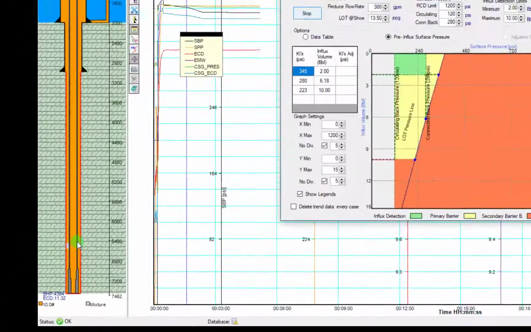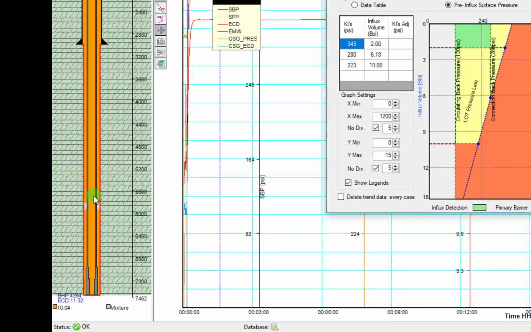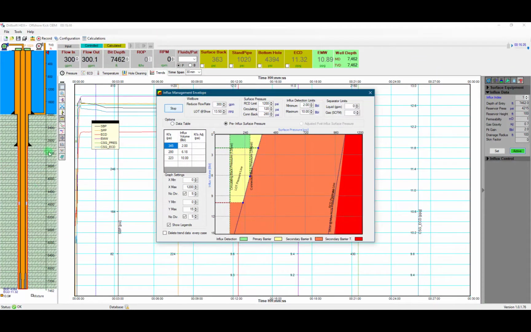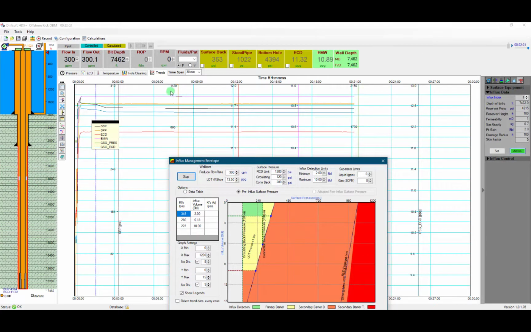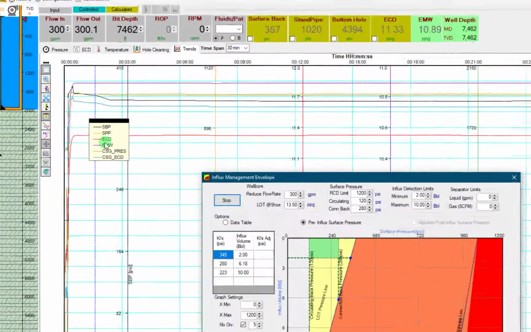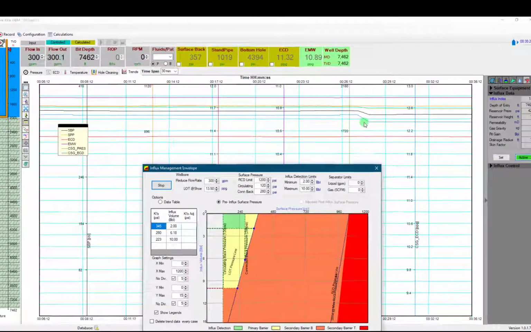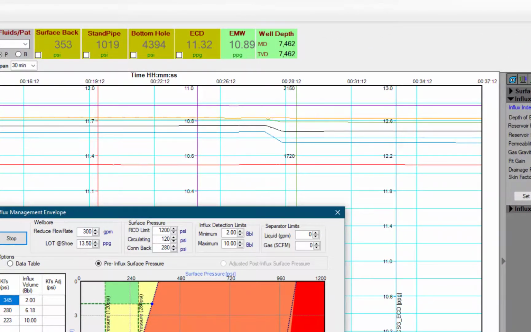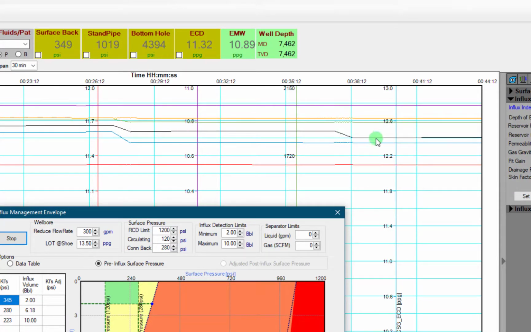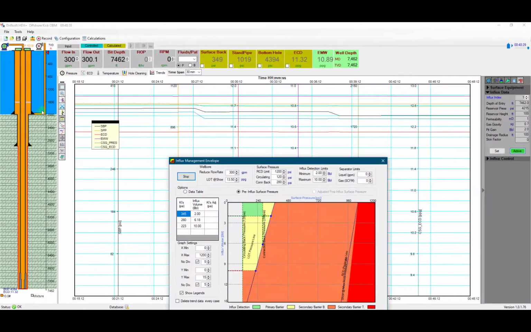As soon as we hit start, we saw the first influx being injected, and that is being circulated up. We can track this in the trends. Here we have the surface back pressure, standpipe pressure, ECD, equal mud weight, casing pressure, and casing ECD. So we see this first drop here, that is due to the gas entering the casing. The second drop, which is only seen in the surface back pressure, is due to the gas entering the riser.